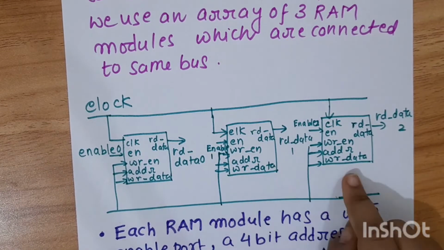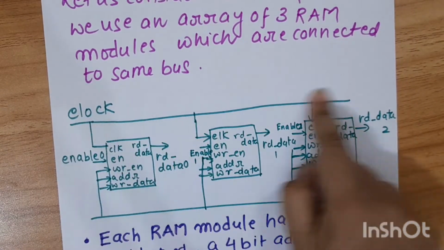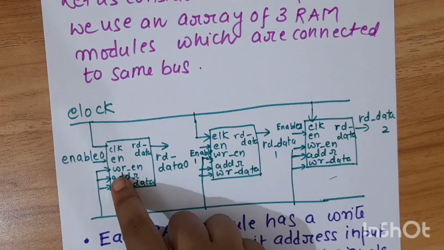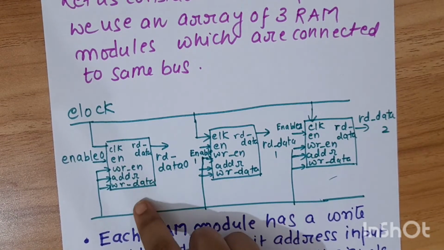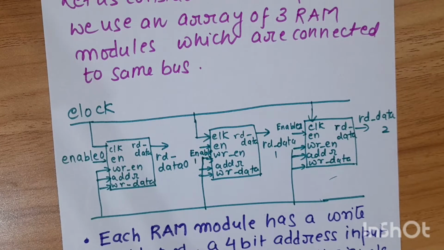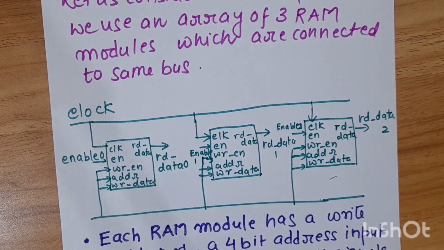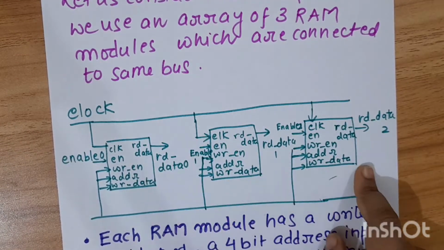RAM 0, 1, 2 are there. Here is the clock line, here is the bus line. This bus line is connected to write enable, address and write data. All 3 of them are tied. We will have a common bus for write enable, address and write data tied to RAM 0, RAM 1, RAM 2. Here the clock is connected to all the RAMs.